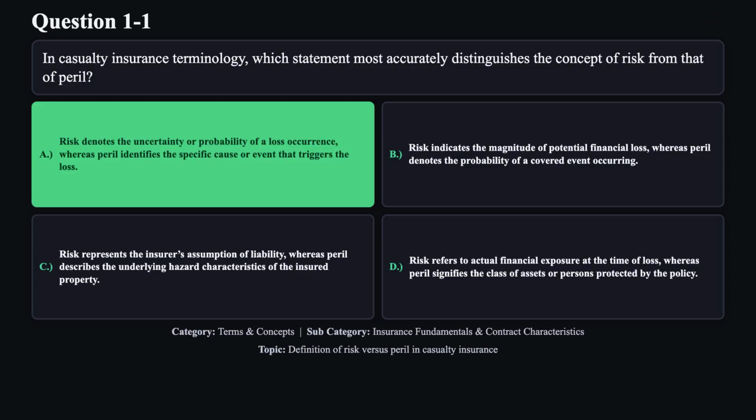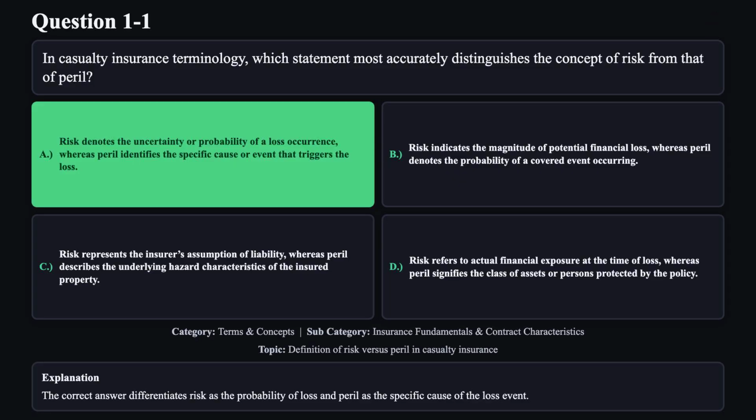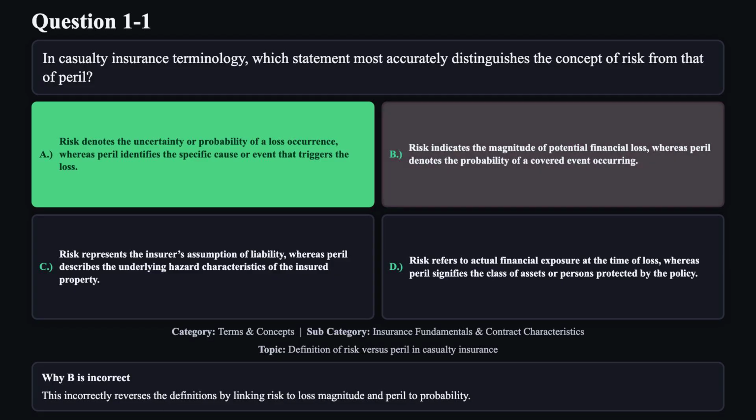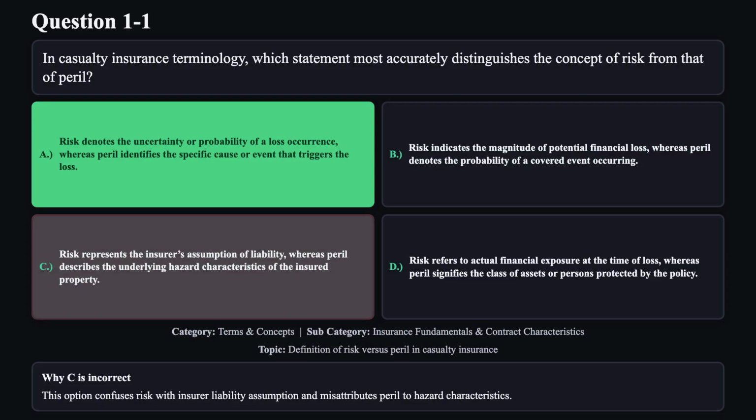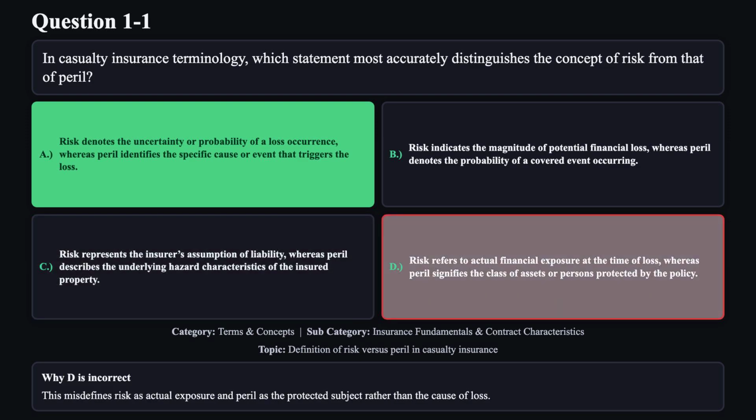The correct answer is A. The correct answer differentiates risk as the probability of loss and peril as the specific cause of the loss event. Reason B is not correct. This incorrectly reverses the definitions by linking risk to loss magnitude and peril to probability. Reason C is not correct. This option confuses risk with insurer liability assumption and misattributes peril to hazard characteristics. Reason D is not correct. This misdefines risk as actual exposure and peril as the protected subject rather than the cause of loss.